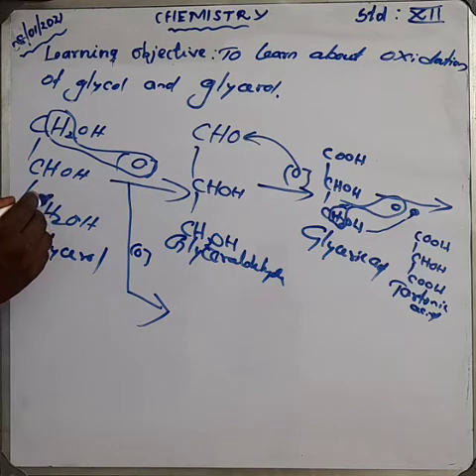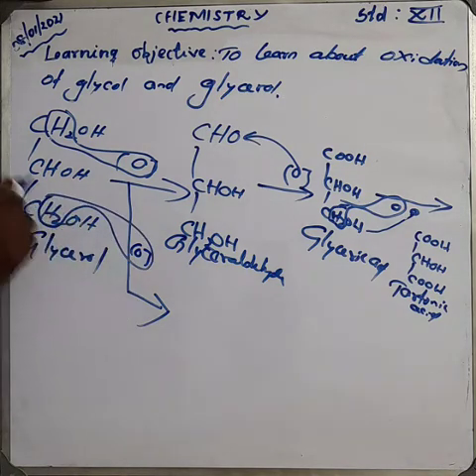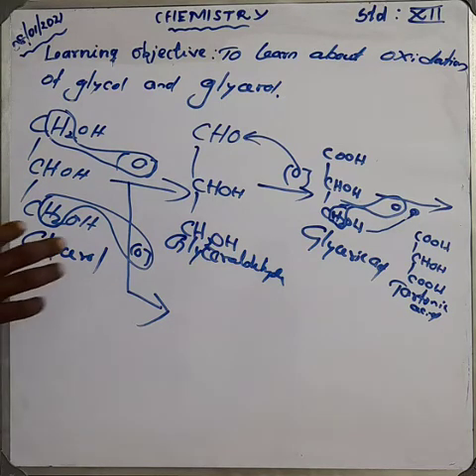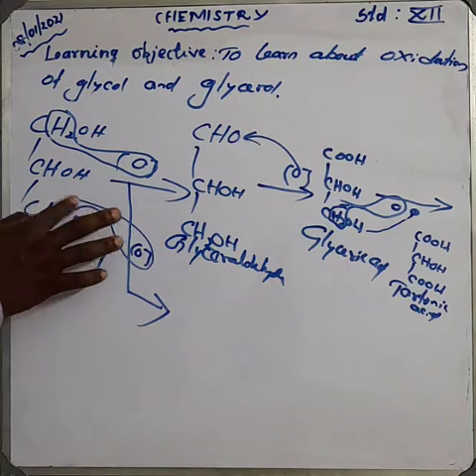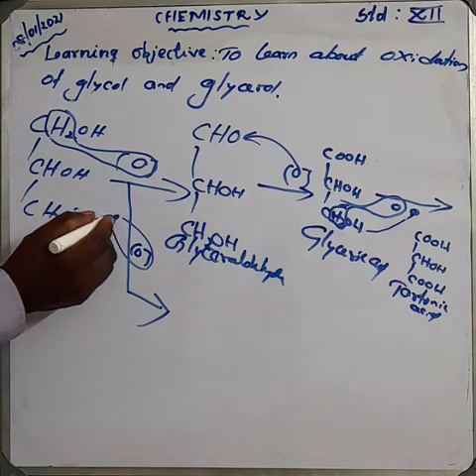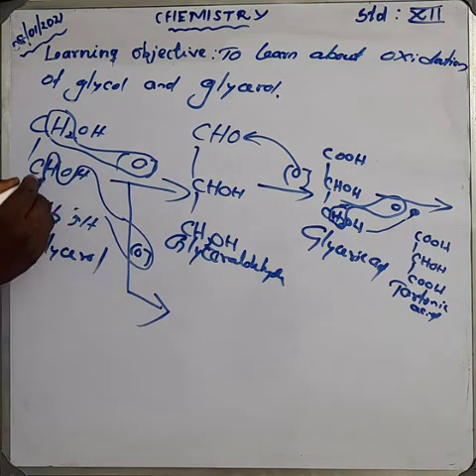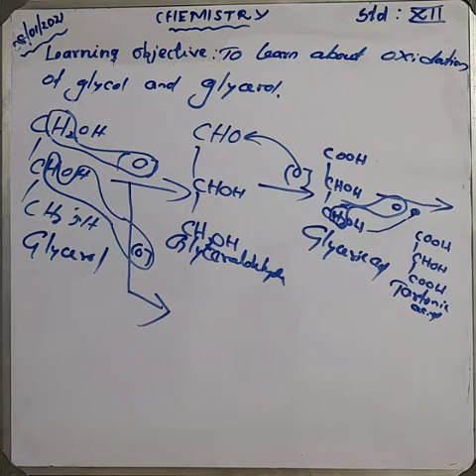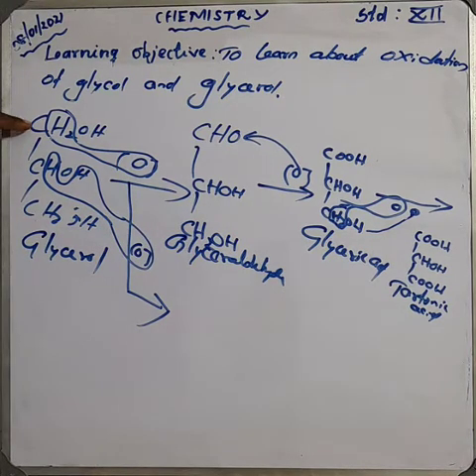Here this hydrogen combines with oxygen. Already we know the glycerol formula. Beta carbon means... First, the formula of glycerol: CH2OH, CHOH, CH2OH. This is glycerol, with alpha, beta, gamma carbons.